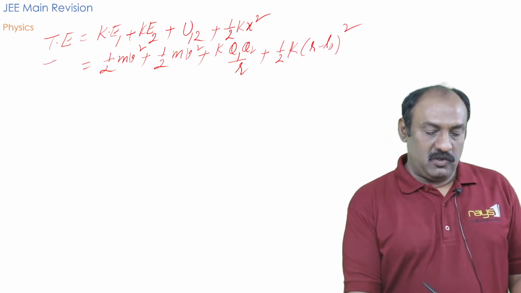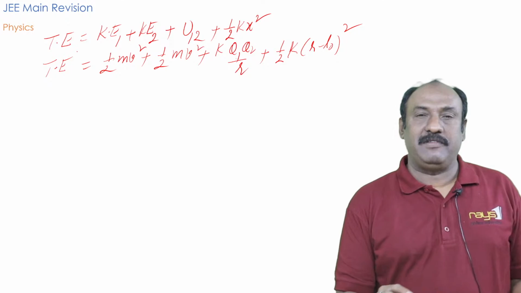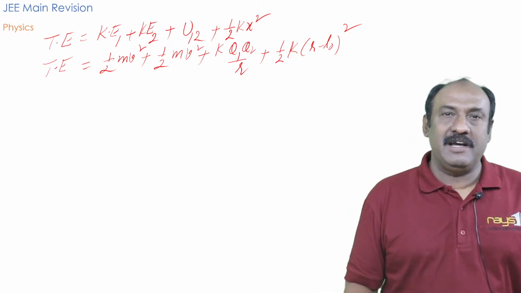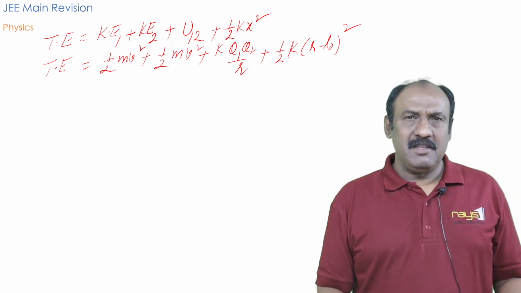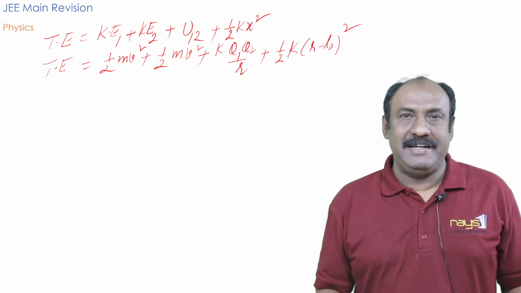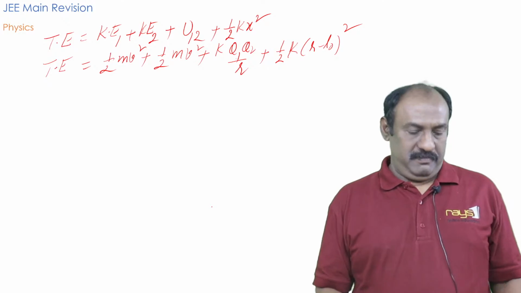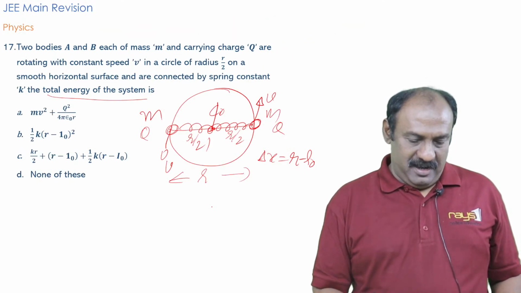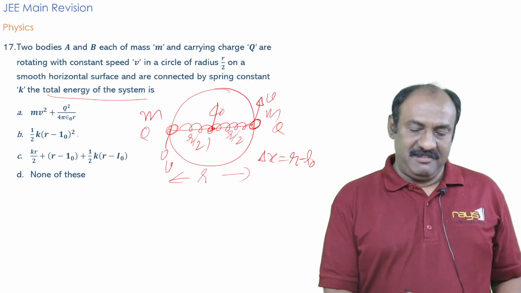So it is the total energy of the system of these two particles moving on the circular path with linear velocities v and v, separated by a distance small r. So according to the given data, here no option is matching with that result.